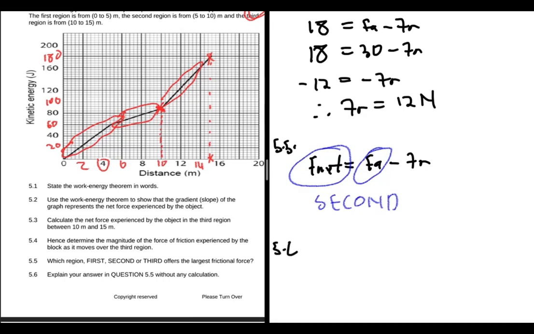And then 5.6 says, explain your answer in question 5.5 without any calculation. That's basically what we just did. But another way of doing it, we can actually do the calculations, and you're supposed to get a frictional force that is less than that of the region 0 to 5 and the region 10 to 15.